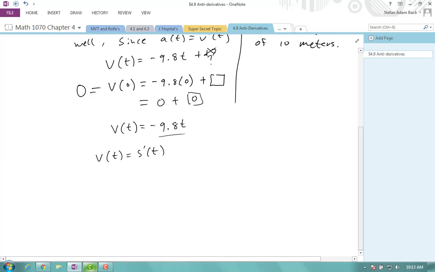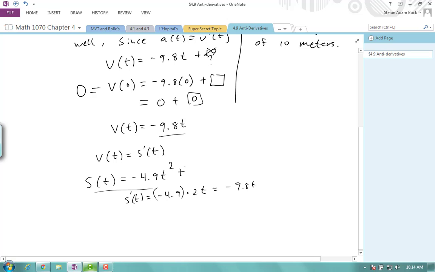And this could be a little harder to find, but I've found that s of t equal to negative 4.9 times t squared has that appropriate value. Because if I take the derivative of this function I've declared here, I have s prime of t is equal to negative 4.9 times 2 times t, just from using the power rule, which gives me my negative 9.8t.